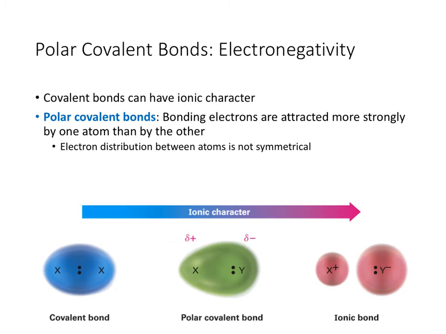Covalent bonds involve the sharing of electrons, but those electrons aren't always shared equally. With polar covalent bonds, the bonding electrons are attracted more strongly to one atom than the other, and therefore the electron distribution between the atoms is not symmetrical. And in the continuum of bonds, we have the covalent bond over here where we have a perfect sharing of electrons, and then we have the polar covalent bond here where there's an unequal sharing, and then at the other extreme we have the ionic bond where one atom has completely taken an electron from the other atom.